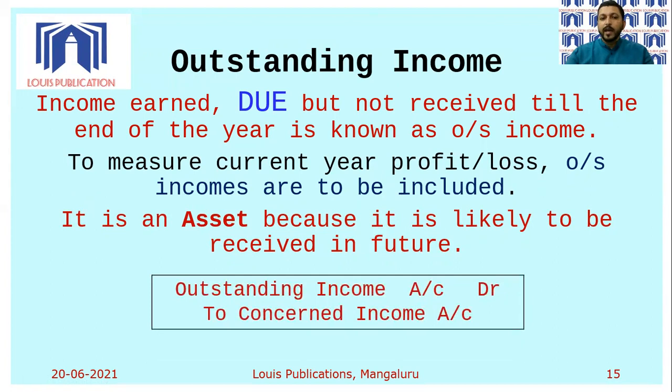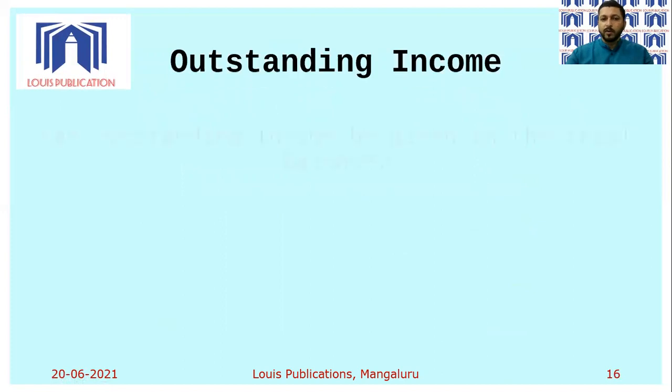Now, what is the journal entry? As we understand, outstanding income is an asset. So outstanding income account, assets show debit balance, increase in asset is debited. So outstanding income account will be debited to concerned income account. Since this is an asset, outstanding income account will be debited, as assets always show debit balance, to concerned income account. Income is income, credit all incomes and gains. So income value will increase because that is income of the current year, though we have not received it. So adjusting entry for outstanding income would be outstanding income account debited to concerned income account.